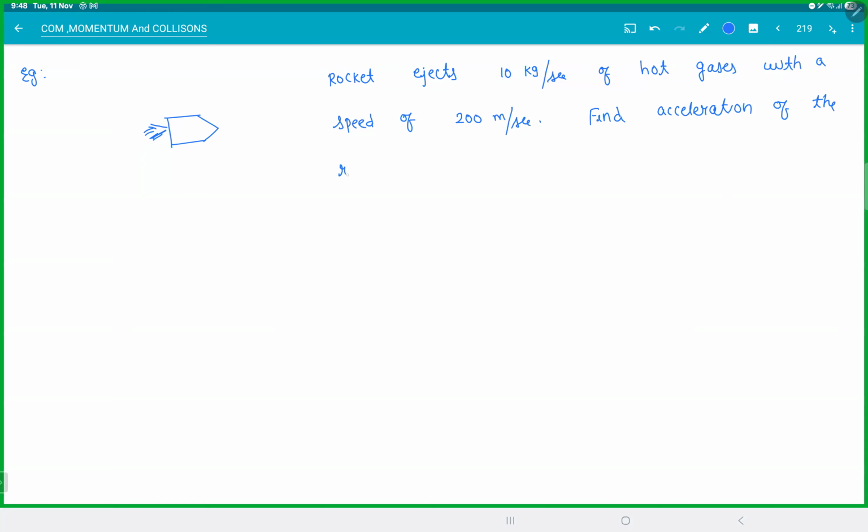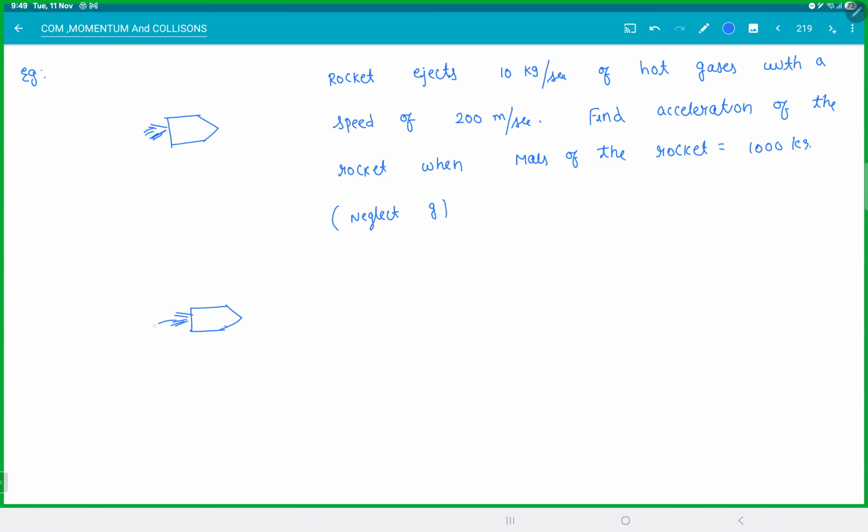They'll give you something like this. Find the acceleration of the rocket when the mass of the rocket is 1000 kgs. Assume we neglect gravity. So this is how you do it. You draw your free body diagram.